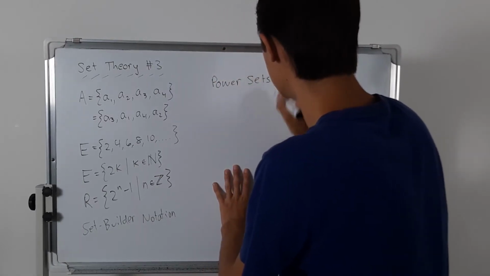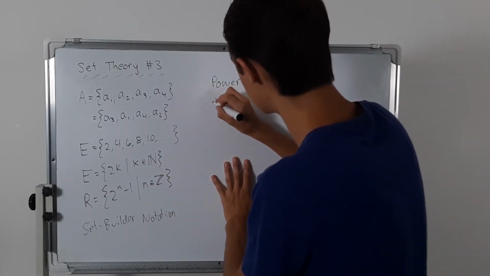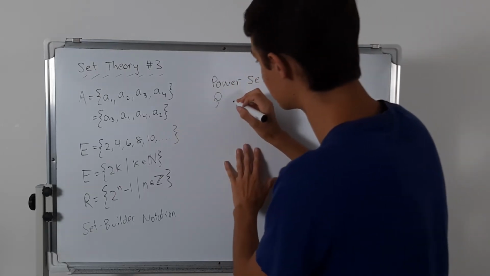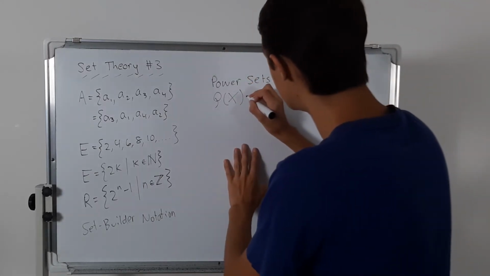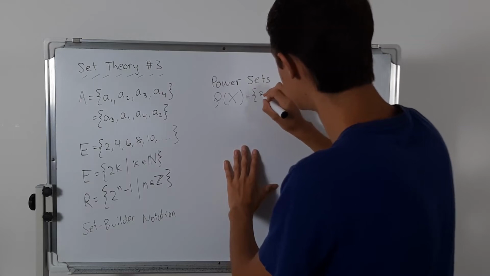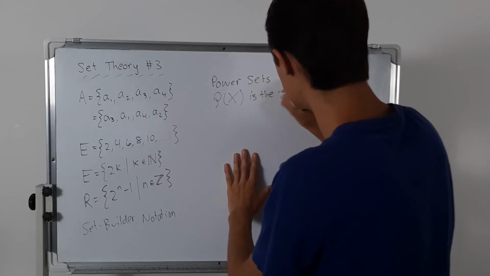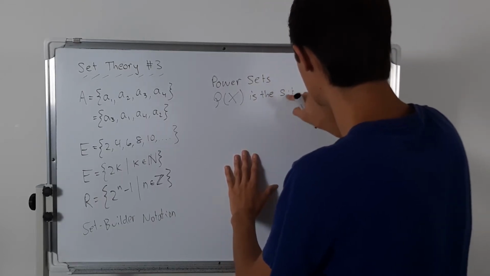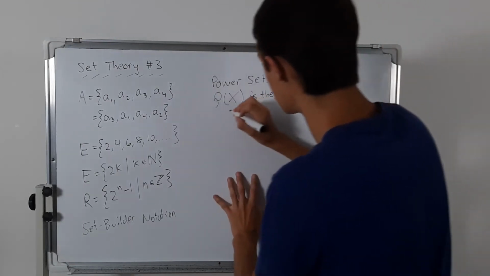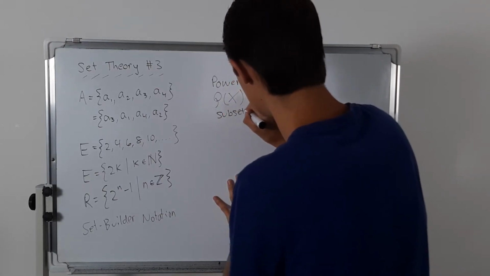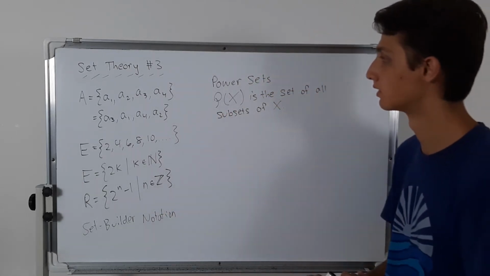So power sets are typically, if we have a set capital X, then the power set is denoted with like a curly P. I tend to write it as something like that. So P of X, where X is a set. This is the set, actually I'll just write it. So P of X is a set of all subsets of X.